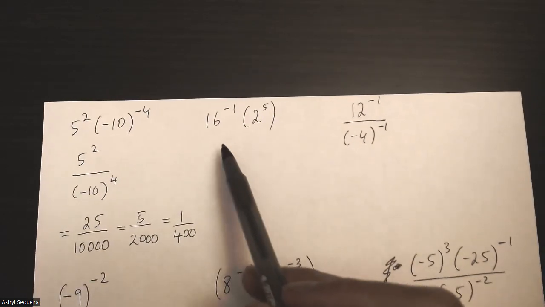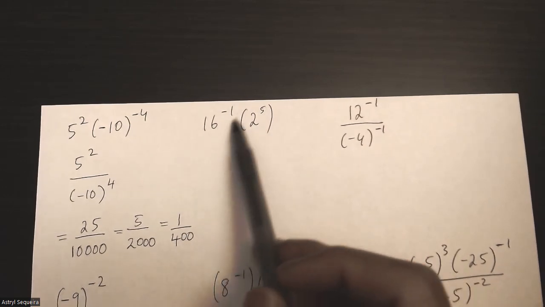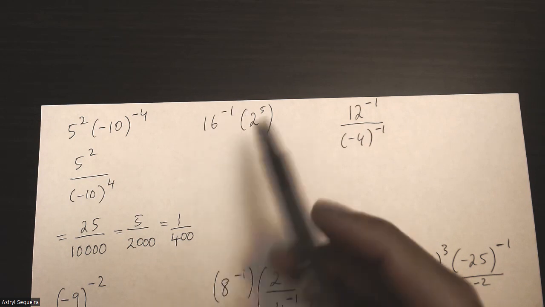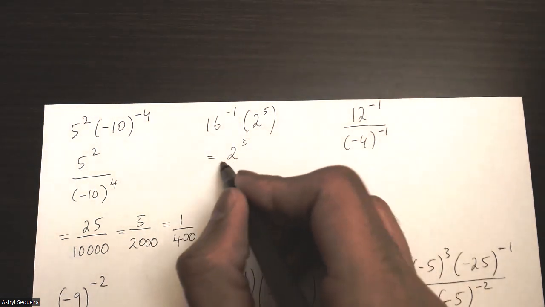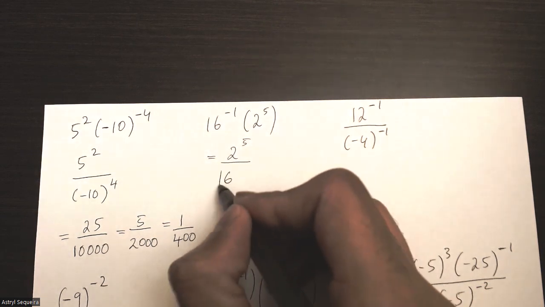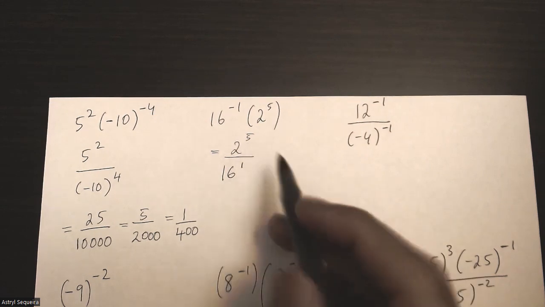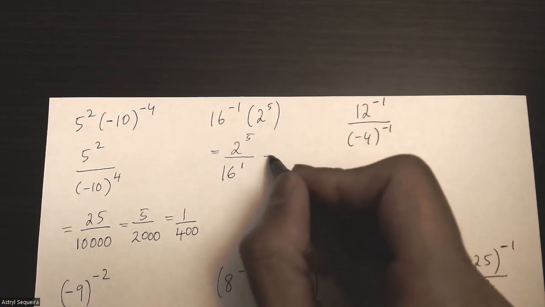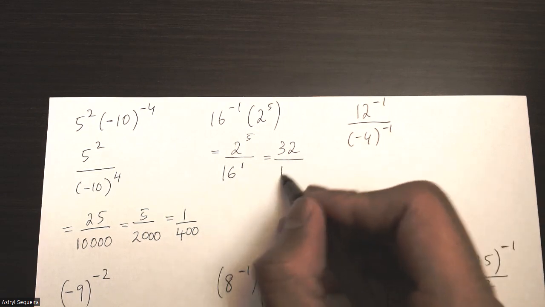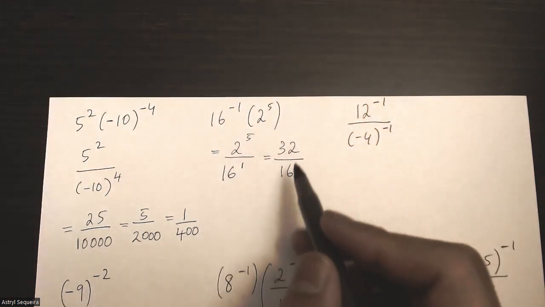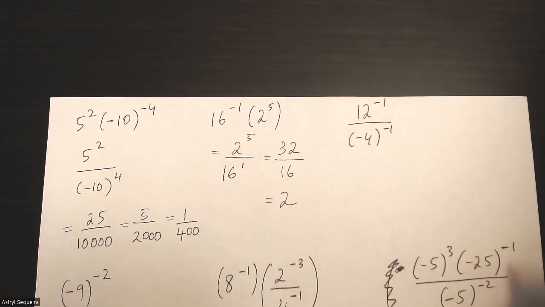Let's go to the second question over here. I have 16 to the power of negative 1 and 2 to the power of 5. So I want to get rid of this negative exponent first. I'm going to rewrite this as 2 to the power of 5 over 16 to the power of positive 1. 2 to the power of 5 is just 32, and 16 to the power of 1 is 16. And I know 32 divided by 16 is just positive 2.